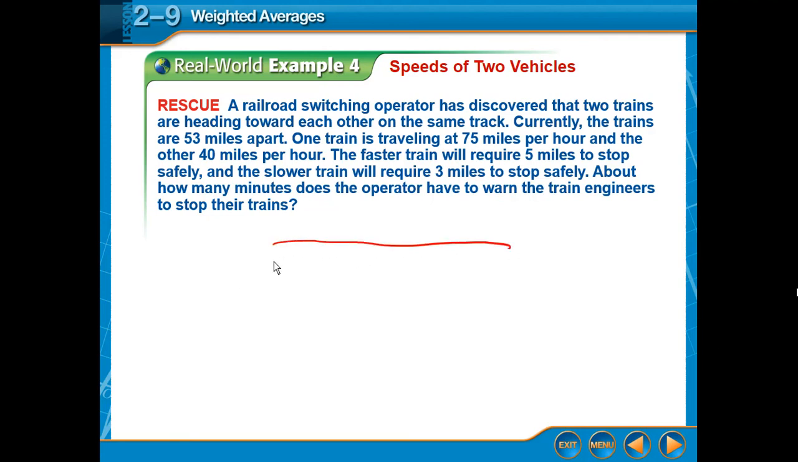Okay, so if we're looking at this, we've got one train heading this way, and we've got another train going the other way, and we don't want them to crash. So this guy needs 3 miles to stop. So let's say it's over here, he needs 3 miles. This guy needs 5 miles. So altogether, 8 miles is needed to stop, which means if they're 53 miles apart, if I do 53 minus 8, I'm going to get how many miles they have to travel. So 53 minus 8 is 45. So they have 45 miles to stop.